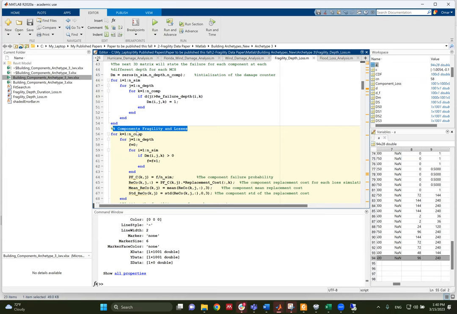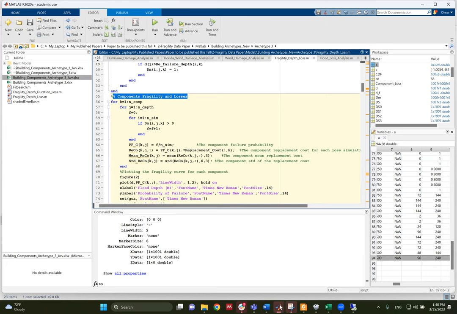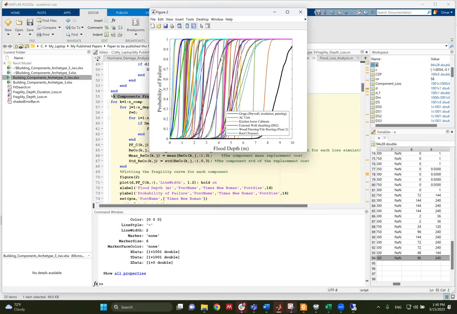Okay, so let's get here. Let's see the plotting, how it will look when we plot. Let's go to it. So we did this for all the components, right? So what I did here, I plot.